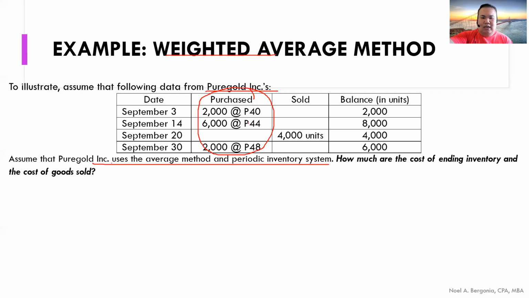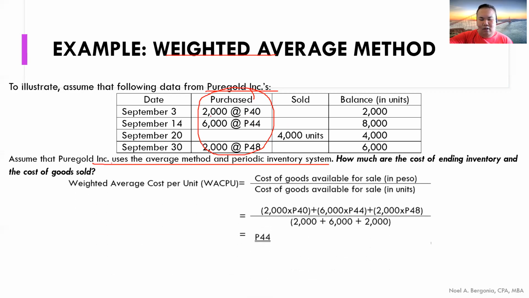So what you need to do is just simply add them all, yung amount natin. So yung purchase ng September 3, that would be 2,000 times 40. Yung purchase ng September 14, that's 6,000 times 44. And then purchase on September 30, 2,000 times 48. Okay, so i-total niyo yan using your calculator. I hope that you are doing the rechecking right now. Sige, tignan nga natin kung magkano yan. You have 2,000 times 40, plus 6,000 times 44, plus 2,000 times 48.